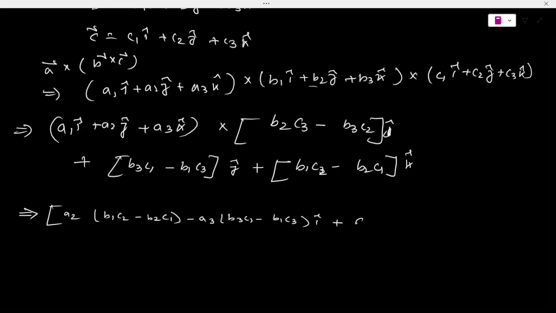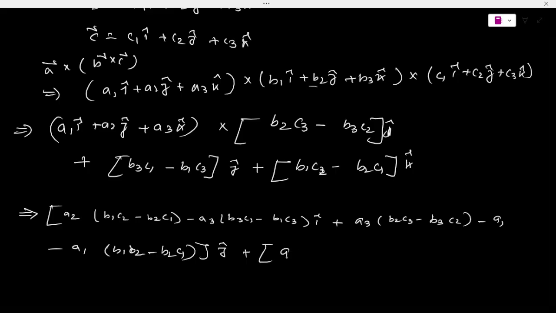I cap and a3 into b2 c3 minus b3 c2, minus a1 into b1 c2 minus b2 c1 j cap, plus a1 into b3 c1 minus b1 c3, minus a2 into b2 c3 minus b3 c2 into k cap.